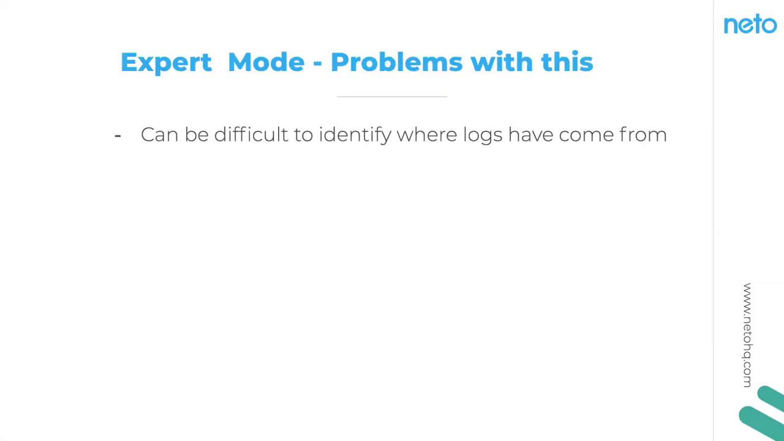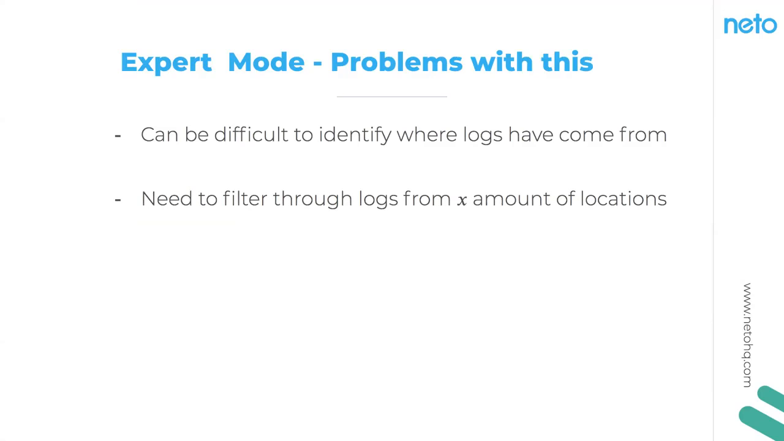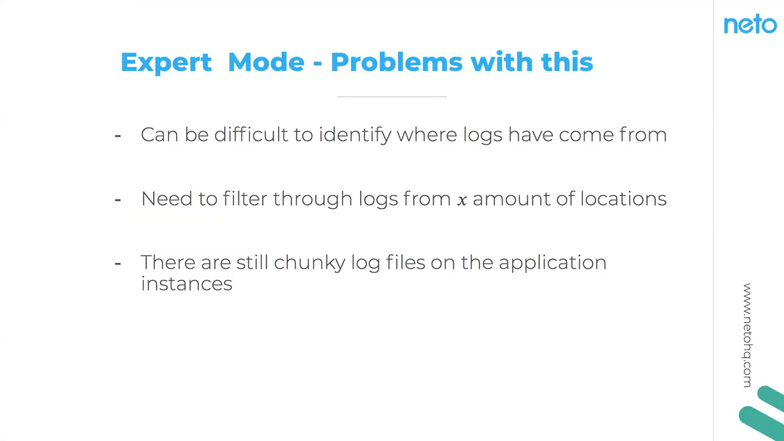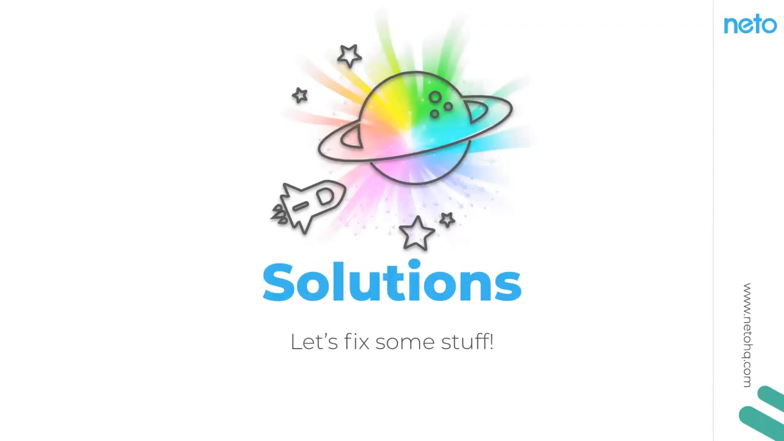Firstly, you can't see where the log lines have been generated from. So you've got all this data and you don't know where it has come from. Also, you've got a lot of different data all put together from different instances. There could be 100 or 500 instances if your application is that big, and you've got to sift through each log line to find what you need. And there's still chunky log files on these local systems taking up disk space, and they're only getting bigger. So we need some solutions.